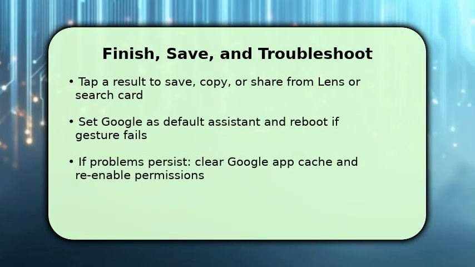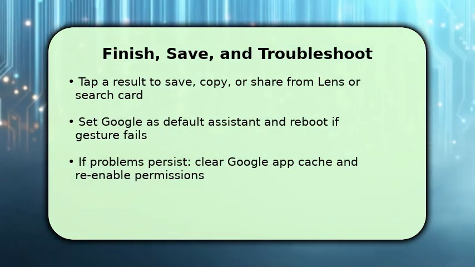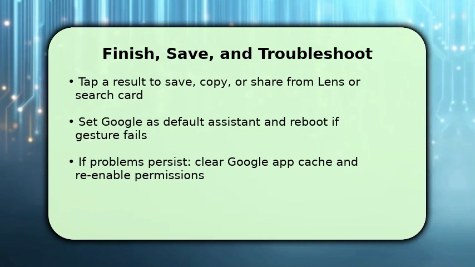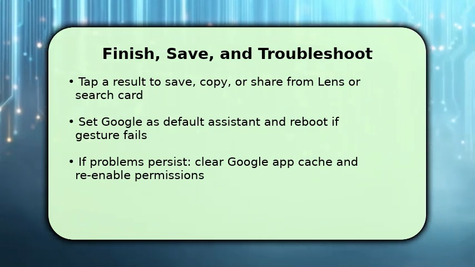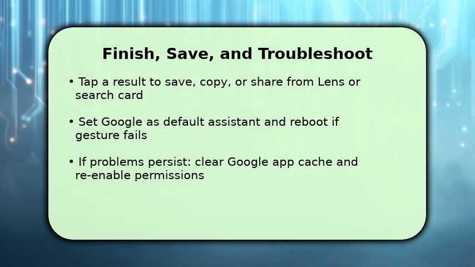To finish, tap the card produced by Circle to Search and choose Save, Copy, Share, or Open in Lens for deeper analysis. If the gesture stops working, make sure Google is the default assistant and restart the phone. That often restores the routing.